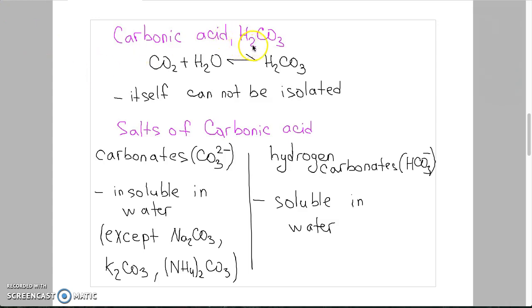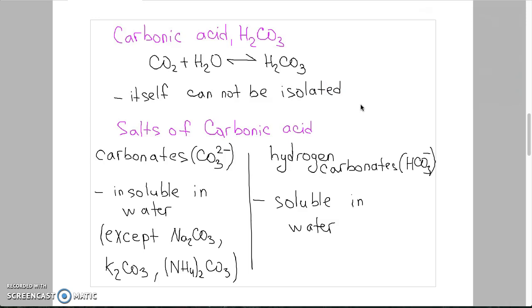Here you can see the chemical formula of carbonic acid. Carbonic acid is formed by reaction between carbon dioxide and water. In the product we have carbonic acid. Carbonic acid itself cannot be isolated. It decomposes into carbon dioxide and water. Why? Because carbonic acid is a weak and unstable acid. You need to memorize it by heart.